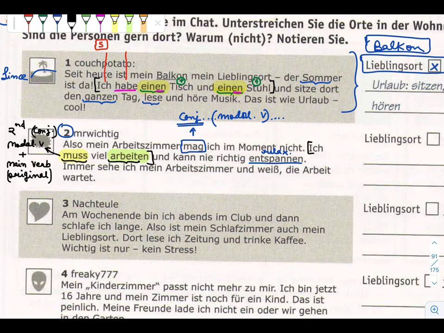Und ich kann nie richtig entspannen. Immer sehe ich mein Arbeitszimmer und weiß, die Arbeit wartet. Again, wartet comes from warten, which means to wait. So, always I see my working room and I know that my work is still there. Okay, like it's still pending.